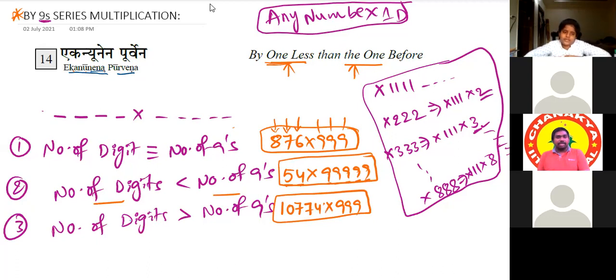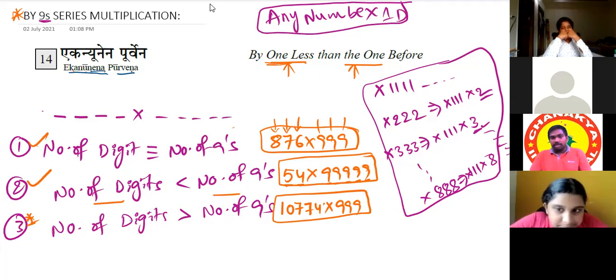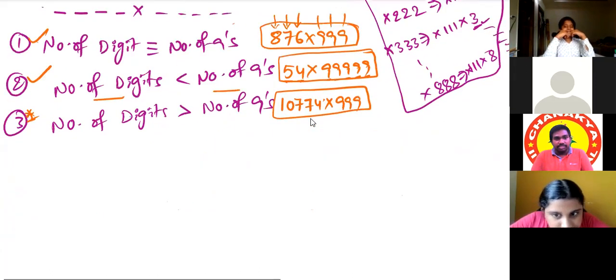So these are the 3 categories when it comes to the 9 series. Of these, the first and second are very easy. Just by seeing the question, we can tell the answer. But for the third, we have to use a pen. Sometimes without a pen also we can get it.